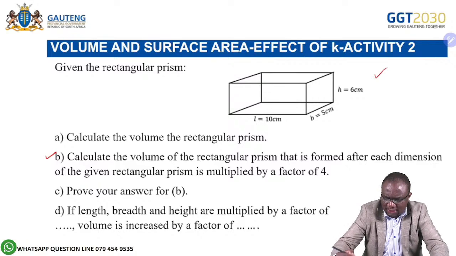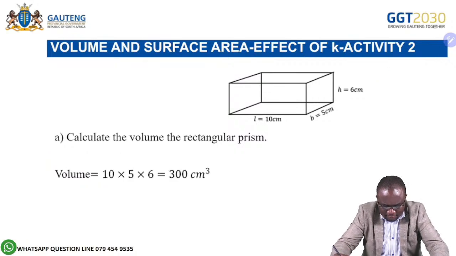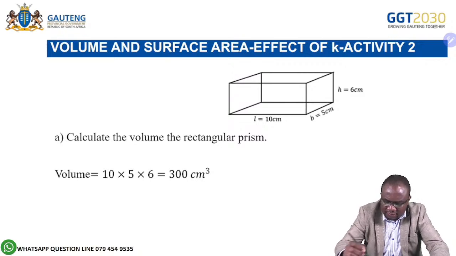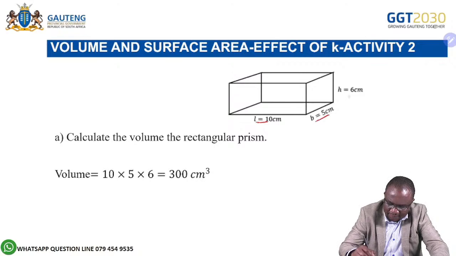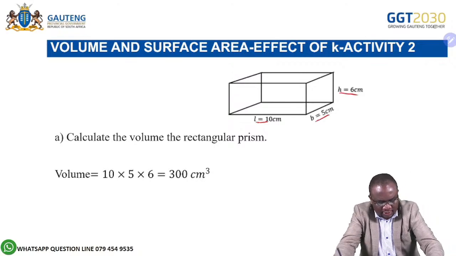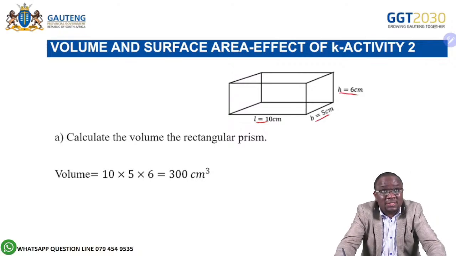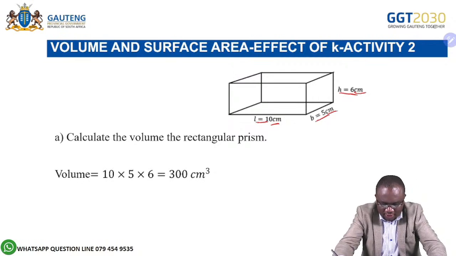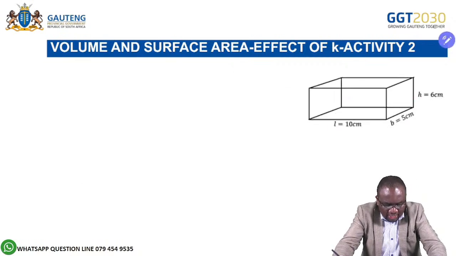Right, let's do it. The volume of the rectangular prism is length times breadth times height. This is easy stuff. 10 times 5 times 6, which is 300 cubic centimeters. Do you see that these units are not coming from nowhere? Because they're centimeters times centimeters times centimeters. That's cubic centimeters.